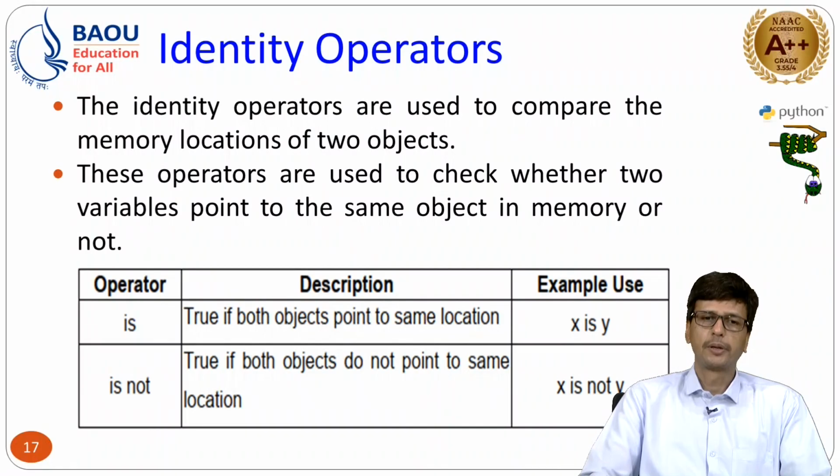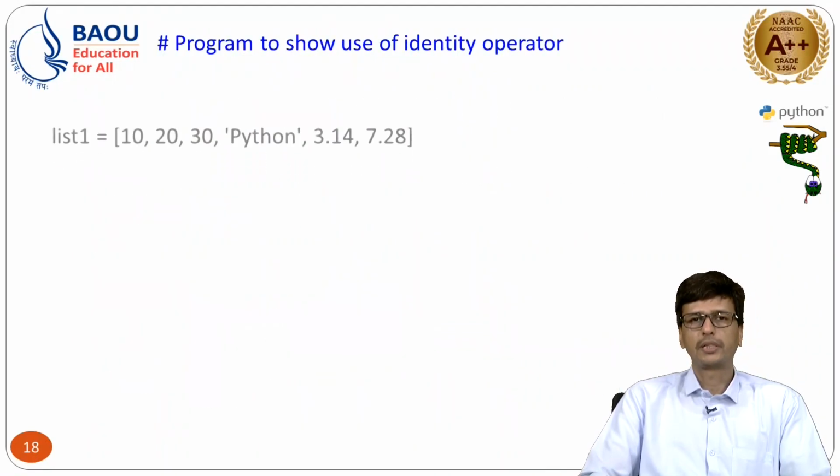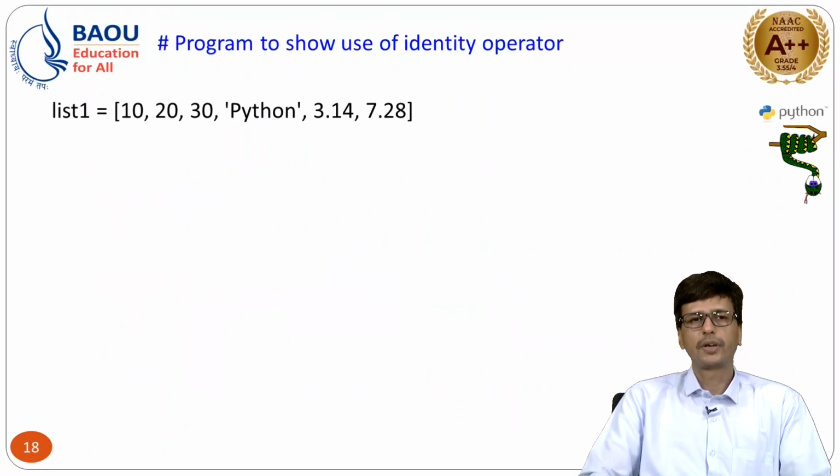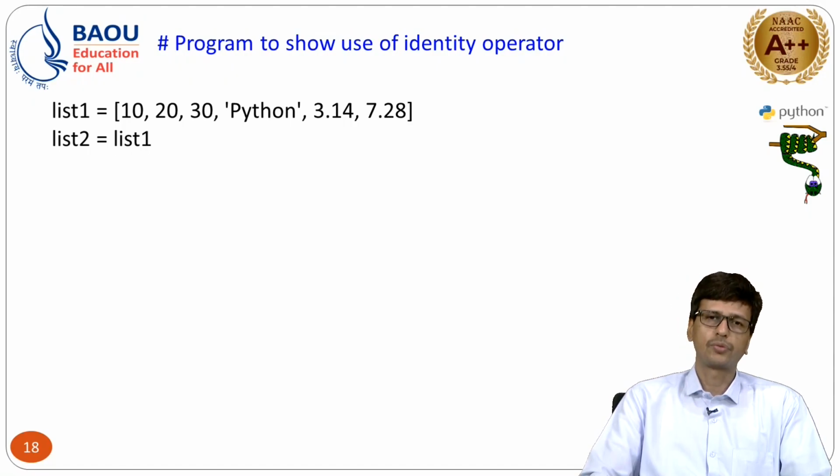Say for example, here you can observe in the example we have created one list having multiple elements. We are assigning list 1 to another list 2. That means list 2 is equivalent to list 1. So whatever elements of list 1 are assigned to list 2, separate memory is not allocated, but list 2 points to the memory location of list 1, right.